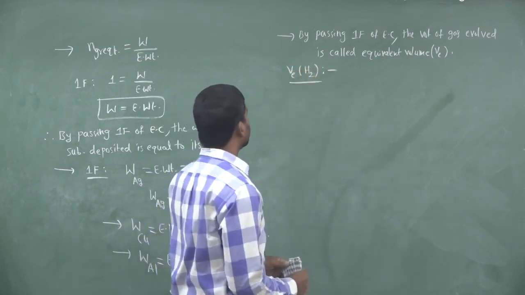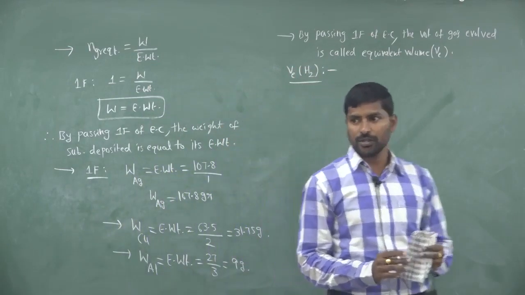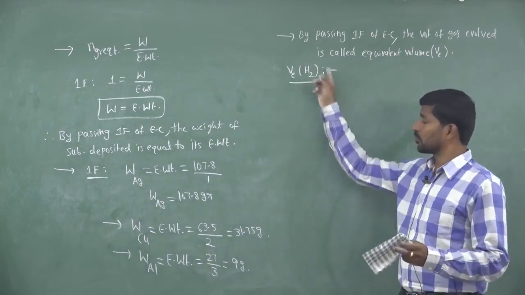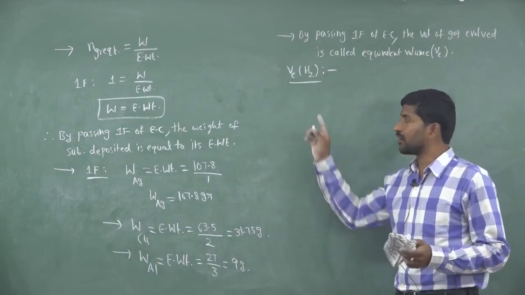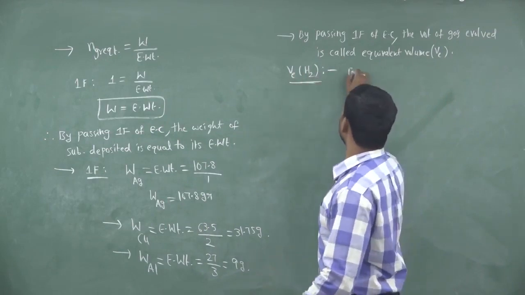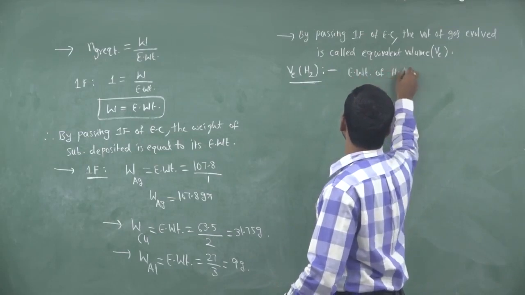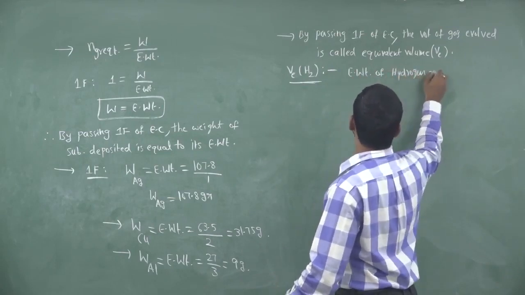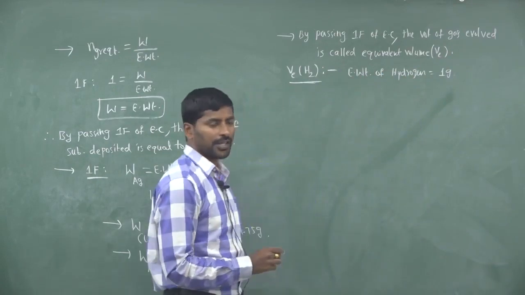That we discussed in the various methods to express concentration. At that time we also discussed the equivalent volume of hydrogen, nitrogen, and oxygen gases. Once again I am explaining here. What is the equivalent weight of hydrogen? The equivalent weight of hydrogen is how much? 1 gram. The equivalent weight of hydrogen is 1 gram.